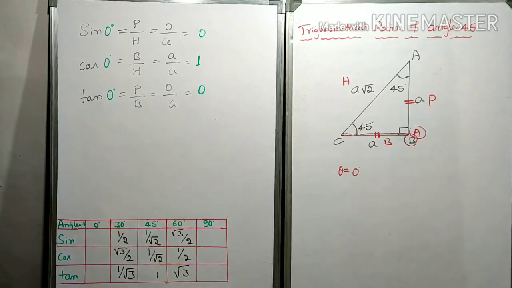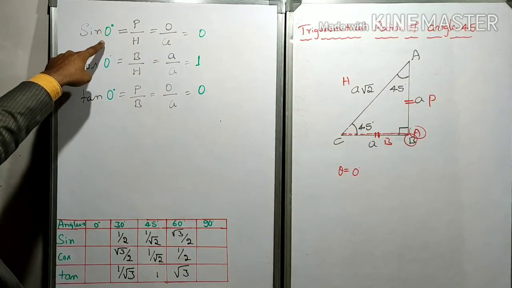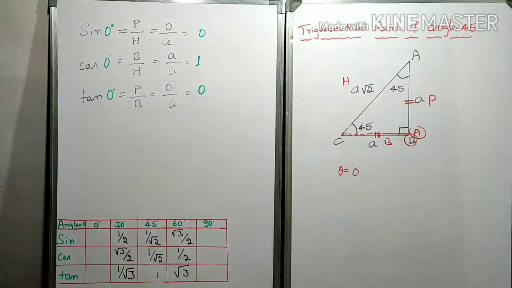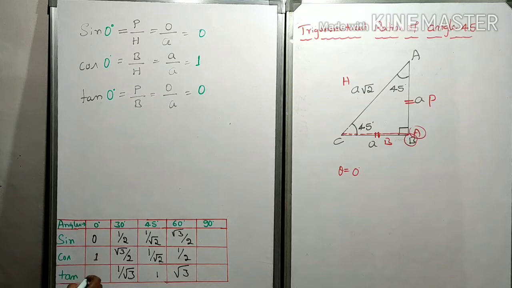Now, the 3 trigonometrical ratios of the standard angle 0 degree. Sin 0 degree 0. I will write here, dear children. Observe carefully. Sin 0 degree 0. Cos 0 degree 1. Tan 0 degree 0. Understood, dear children?